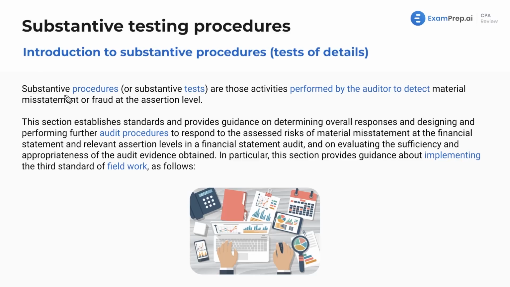We've got our substantive procedures, and as we saw in the audit risk lesson, you can also call substantive procedures tests of details, also known as substantive tests. So first off, just understanding all the different names that we could possibly refer to them as. Good there? Awesome. Let's keep moving. These are the activities performed by the auditor to detect material misstatement or fraud at the assertion level. The physical procedures, the tests, the actual actions.